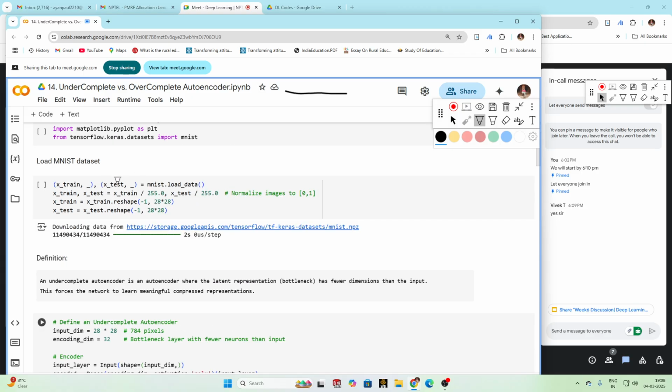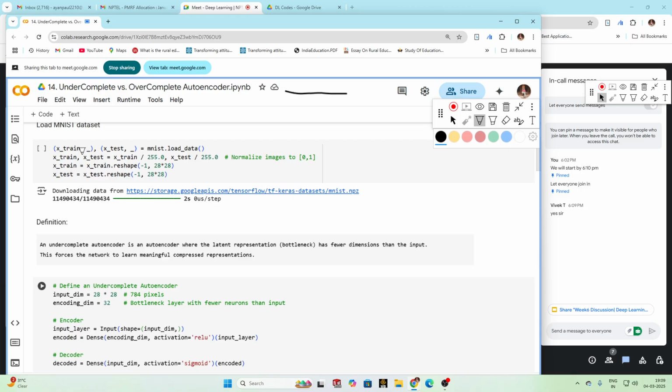Now I will be performing my experiment on the MNIST dataset. MNIST consists of, I think, 10,000 images of handwritten numbers, and each image has 28 into 28 pixels, that is 784 pixels. I have divided the data into two sets: one is the training set and the other is the test set.